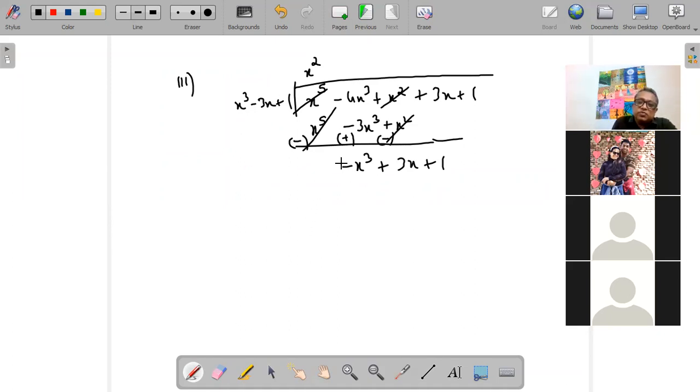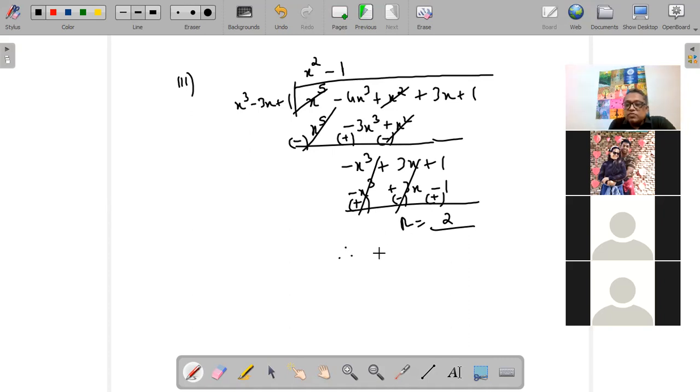Now x³ will go how many times in minus x³? Minus 1. Multiplying by minus 1, x³ into minus 1, I am getting minus x³. Minus 3x into minus 1 gives positive 3x. 1 into minus 1 gives minus 1. And when I change the signs, I am cancelling this and this. The tendency is to cancel this also to 0, but this is not 0, it has become 1 plus 1. Your remainder is 2, and since the remainder is 2, what is the conclusion? It is not a factor. So first two were factors, the third one is not a factor.